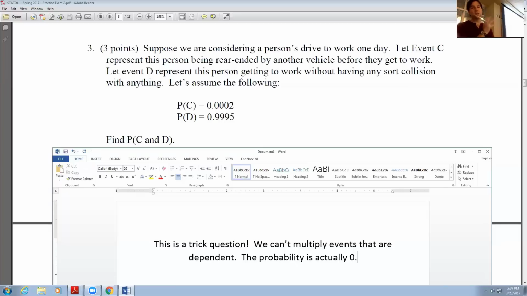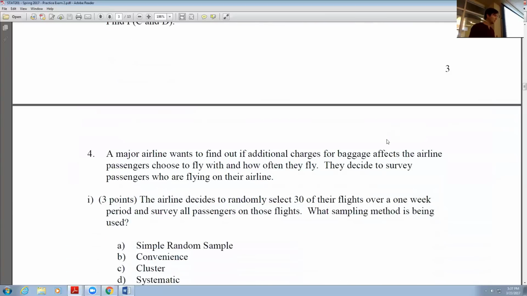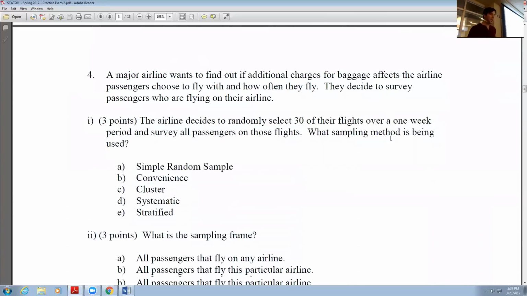So you could have written, it's a trick question. You could have written, we can't multiply. You could have written, these are dependent events, but the probability is actually 0 because you can't get to work safely and get rear-ended going to work. I'm gonna have some fun with the pictures on this when I make the videos. Fun times, here we are.